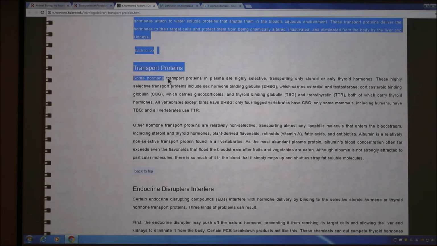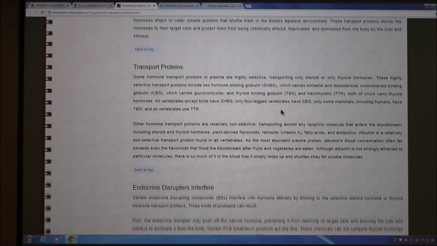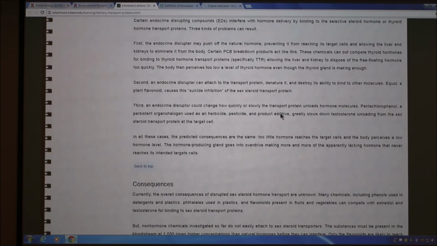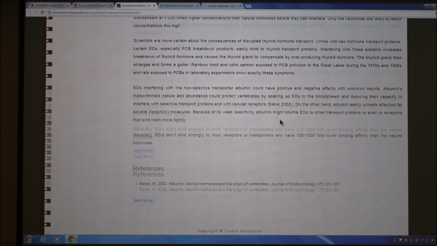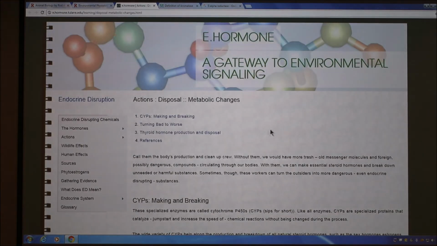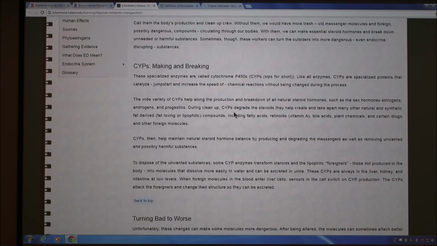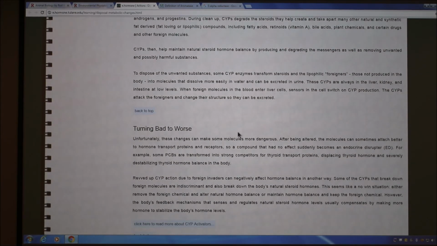Okay, so here, some hormone transport proteins in plasma are highly selective, maybe only transporting a steroid or a thyroid hormone. And here they call it sex hormone binding globulin. I said androgen binding protein. Sometimes you'll see them named globulin, sometimes protein. But be aware of this, that they have to be free to be biologically active. Okay, then we're on to metabolic changes, okay? And again, they're going to name some specific compounds, but I'm never going to ask you about those.